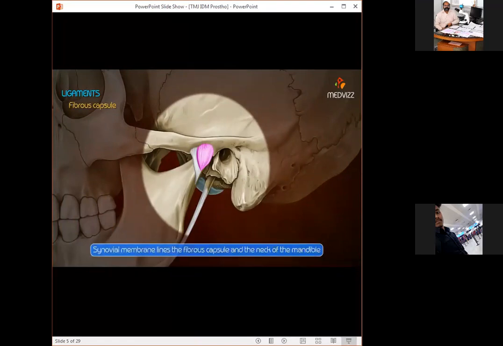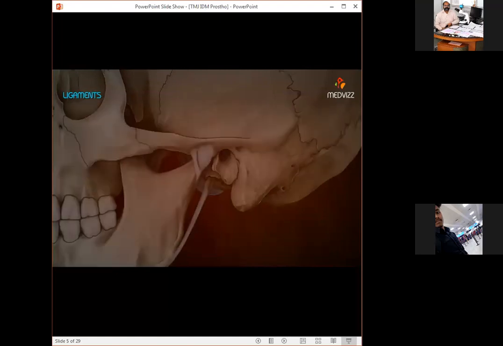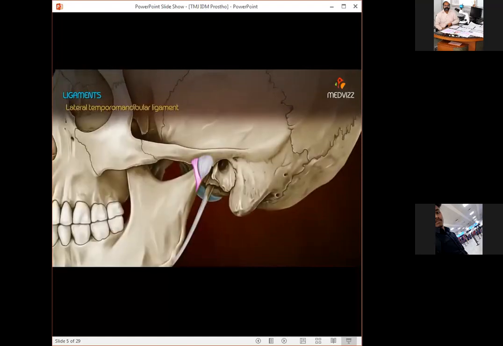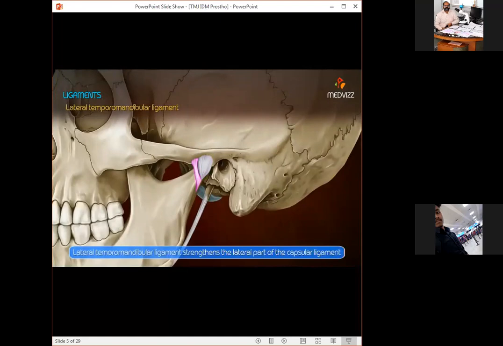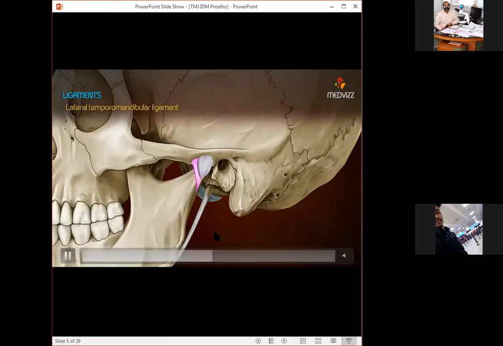And as I told you, the synovial membrane is the one that secretes the synovial fluid, which acts like a lubricant, which will help the movements of the mandible without any friction. Okay. You also have the lateral ligament of the temporomandibular joint that strengthens the capsule. So this is the lateral ligament. And if you see, the fibers are directed downwards and backwards. So it's almost like it wraps up the condyle. Okay.